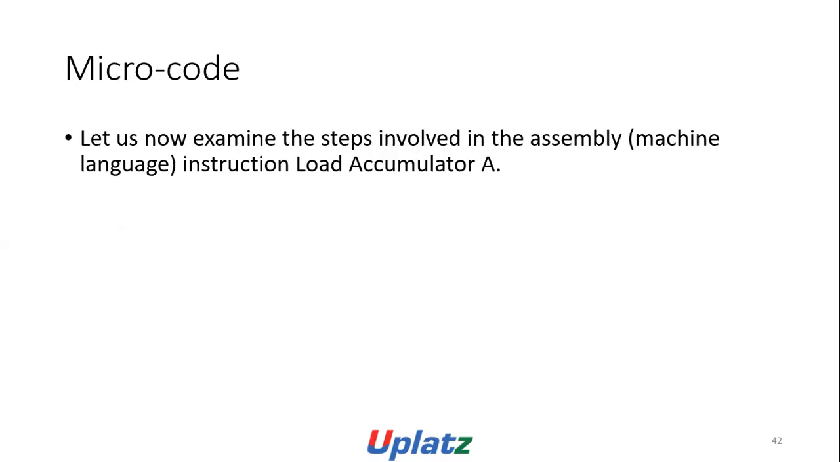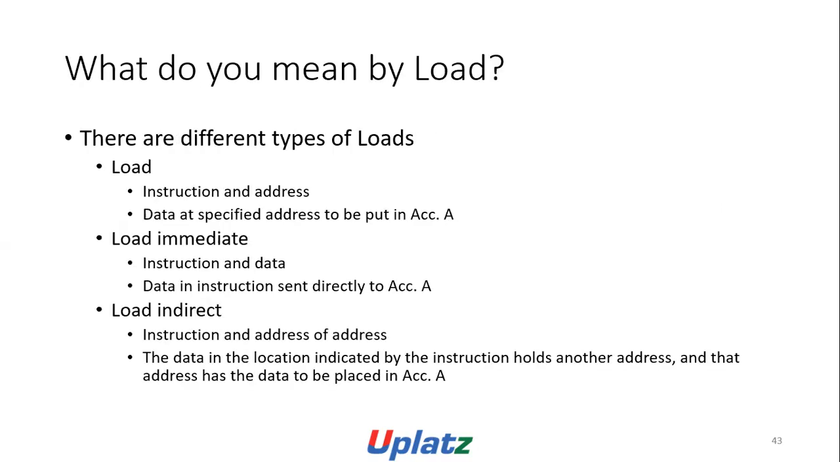Microcode. Let us now examine the steps involved in the assembly and machine language instruction load accumulator A. What do we mean by load? There are different types of load. Load direct takes an instruction and an address, and the data at that specific address is put in the accumulator A. Load immediate takes an instruction and data.